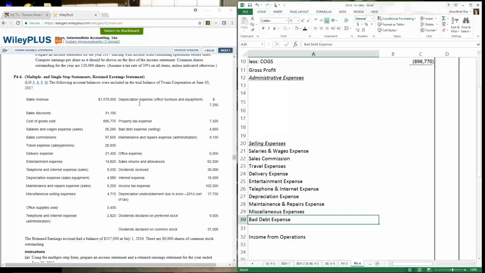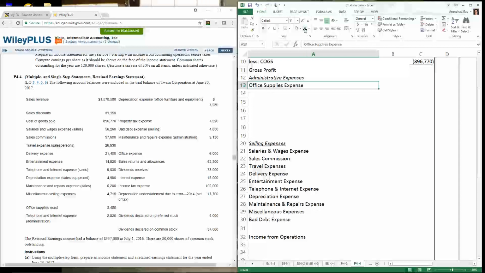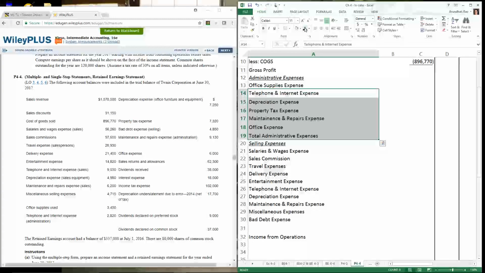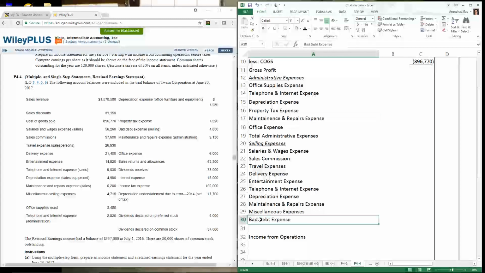Then we have depreciation expense, which is for the office furniture. So that item is going to be listed over here. I want to highlight these over here. Telephone and internet expense for administrative. Depreciation expense, property tax expense, that's always grouped with administrative expenses. Bad debt expense, as I mentioned, is a selling expense. It relates to sales that you made. Repairs and maintenance, again, the administrative, they've told us over there what it is.